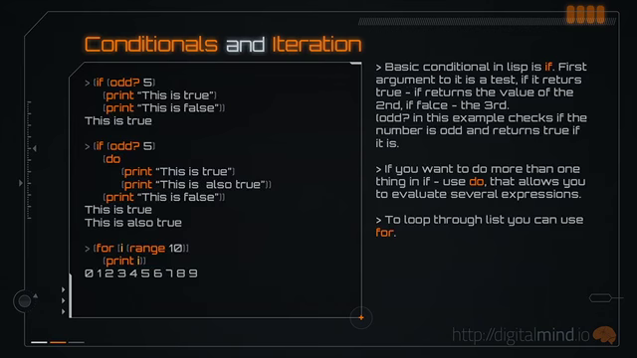The basic conditional operator in Hy is if. The first argument is a truth test. If it's true, the second argument will be evaluated. If false, the third. The third argument is optional, and if it isn't there, it will default to nil. In this example, we check if the number 5 is odd, and if it is, we print this is true. If you want to execute more than one statement, you can use the operator do.